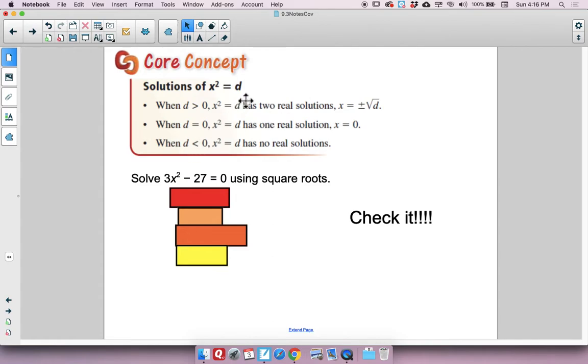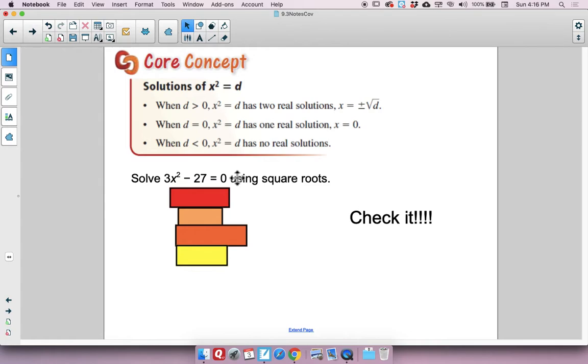When d is 0, so if we had x squared equals 0, well, what's the square root of 0? Just 0. That's the only one. There's no such thing as the opposite of 0. And if d is a negative number, let's use negative 4. x squared equals negative 4. If we take the square root of both sides, we can take the square root of x squared and get x.